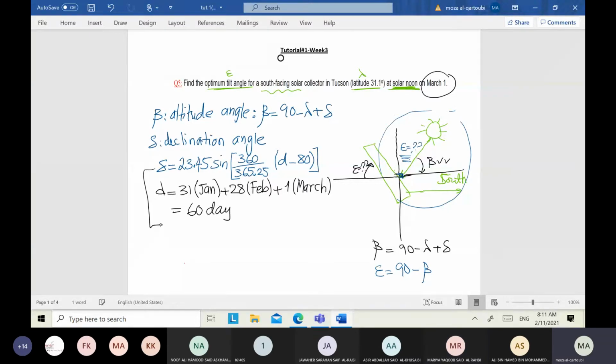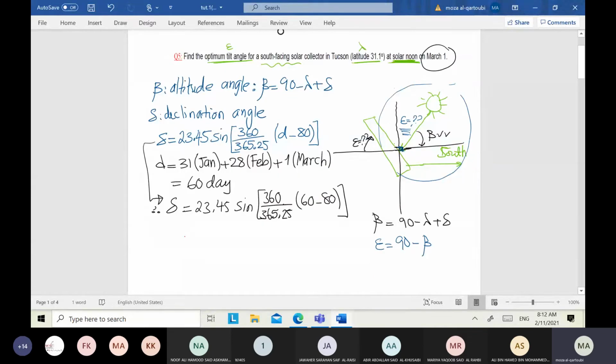So we'll substitute now to find delta. Delta will be substituted in the rule. So delta equals 23.45 sine of 360 over 365.25, then substitute D equals 60, then minus 80. All angles are given in degrees, so it should be found in degrees. Find delta, the declination angle.